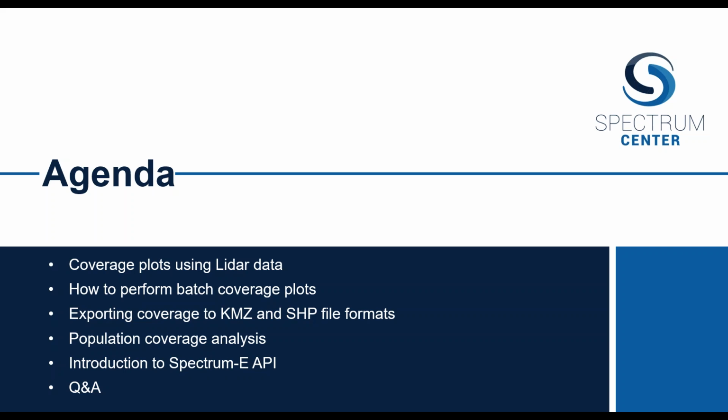I'll hand over to Ross, who's then going to cover a bit on population coverage analysis. This is looking at some polygons and some population figures associated with those, and interpreting coverage. And finally he's going to give a little introduction to the API. Spectrum E has a fully functional API, so just to introduce that. A number of you may not have seen that, and hopefully that will be of some use to a number of you out there.